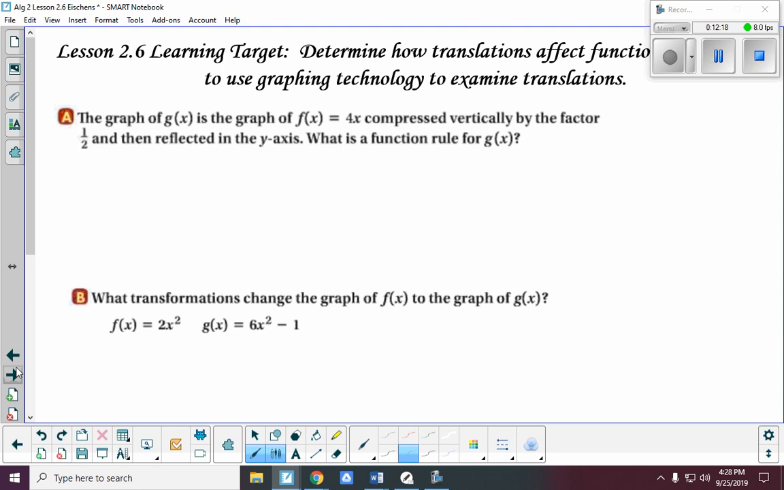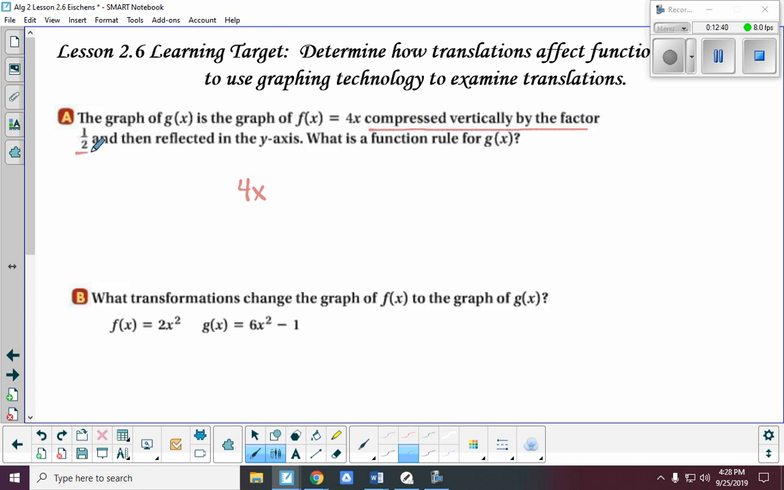So here's an example. It says the graph of g of x is the graph of f of x equal 4x compressed vertically by a factor of 1/2 and then reflected in the y-axis. What is the function rule for g of x? So you start with 4x. What you want to do is do one step at a time. Compressed vertically by a factor of 1/2.